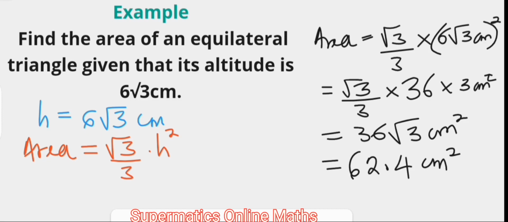62.4 centimeters squared. We believe after watching this tutorial, you should be able to calculate the area of isosceles triangles and equilateral triangles, 1 given its side and 2 given its altitude.